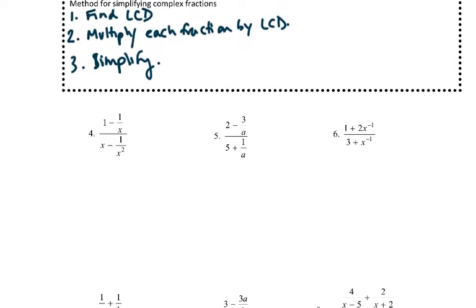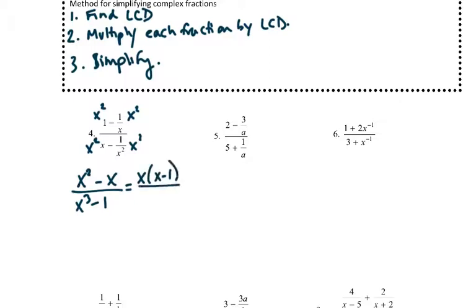Great. Okay. So moving on to some harder ones. Now the LCD here looks like x squared. It's up to you if you want to distribute in your head or you want to write it all 4 times. So if I distribute this, I get x squared minus x in the numerator, x cubed minus 1 in the denominator. Now this doesn't happen very often anymore where we see this x cubed minus 1.